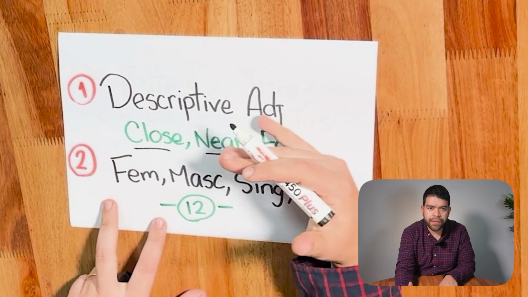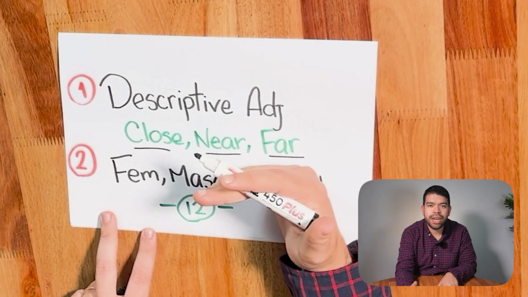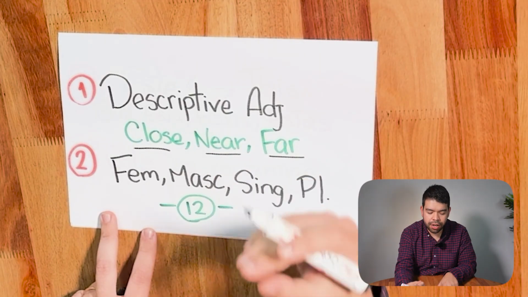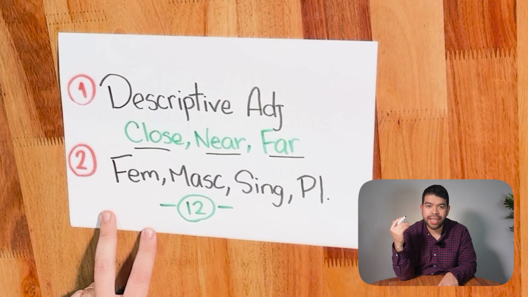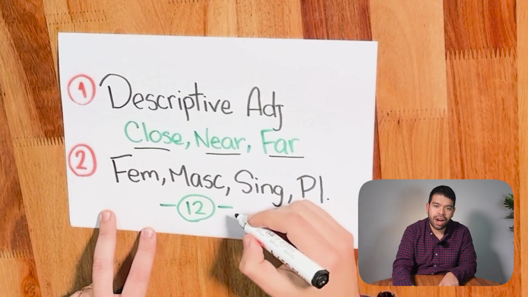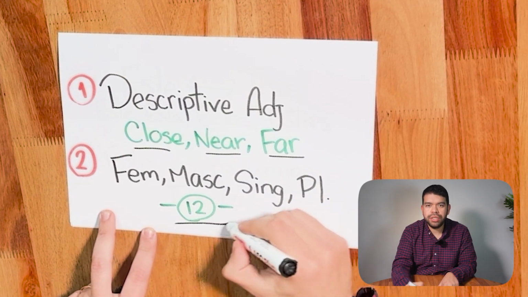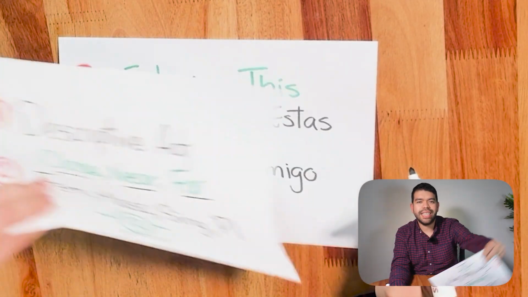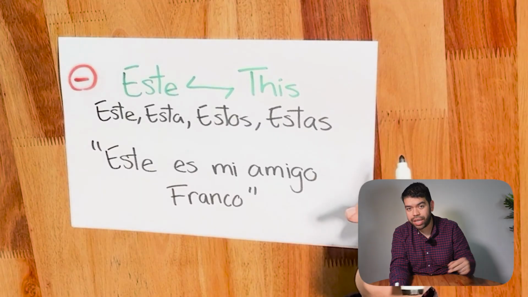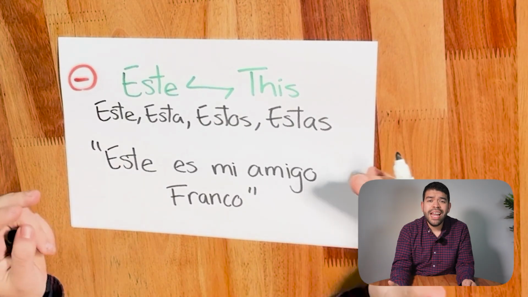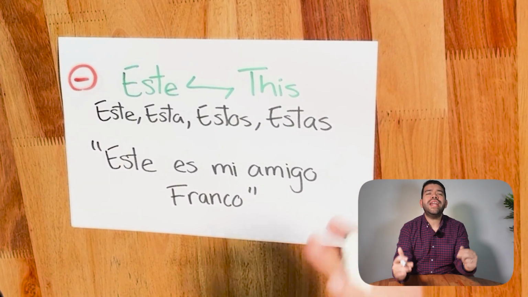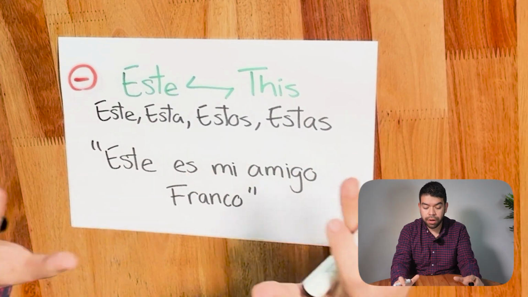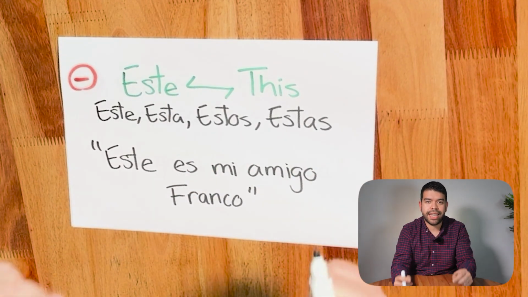Second, all of these words have feminine, masculine, singular, and plural forms. Yes, that means there are 12 versions in total of these little words. But don't worry, it's easier than you think, okay? So, let's jump right into the first one of them with este.